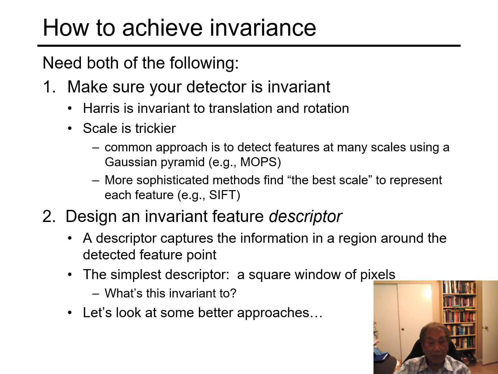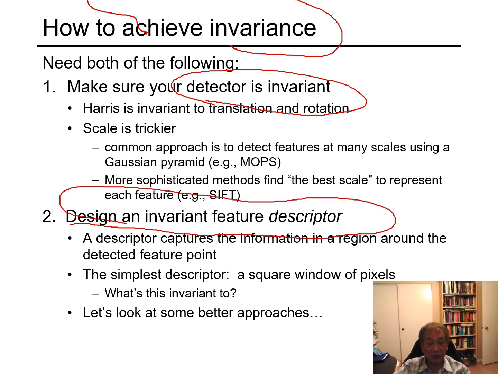To make it invariant, make sure your detector is invariant, and then design an invariant feature descriptor. In the majority of cases this is already taken care of, but when you are designing a new system for matching, you may want to think about shift, or multiple orientation pictures and variation. The Gaussian pyramid can be used for that.